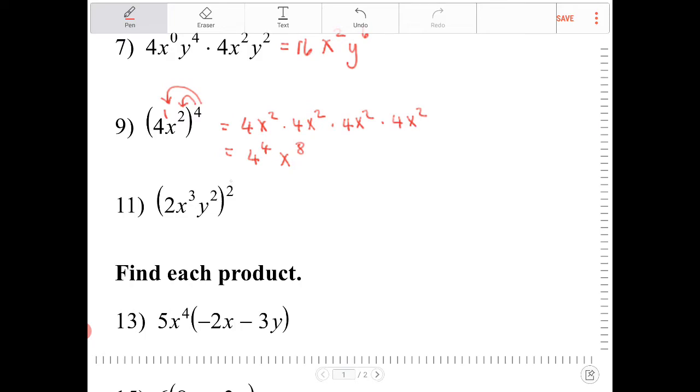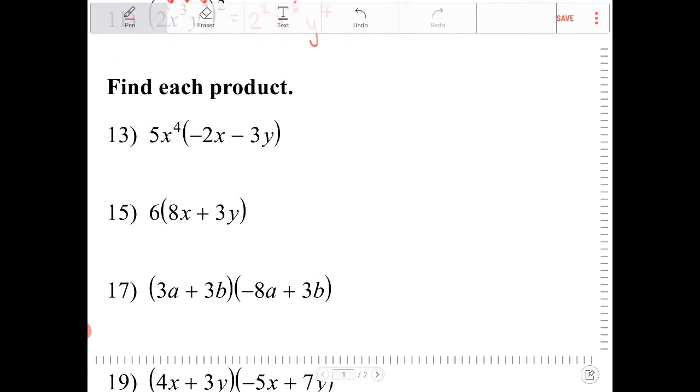So again, going by that same logic, that 2 multiplies with the 3, 2 multiplies with the 2, so I end up with 2 to the 2nd, x to the 6th, and y to the 4th. Let's take a look at the next one.